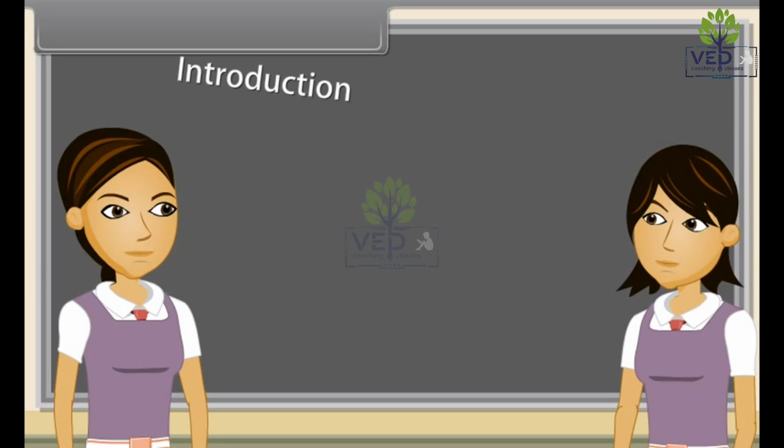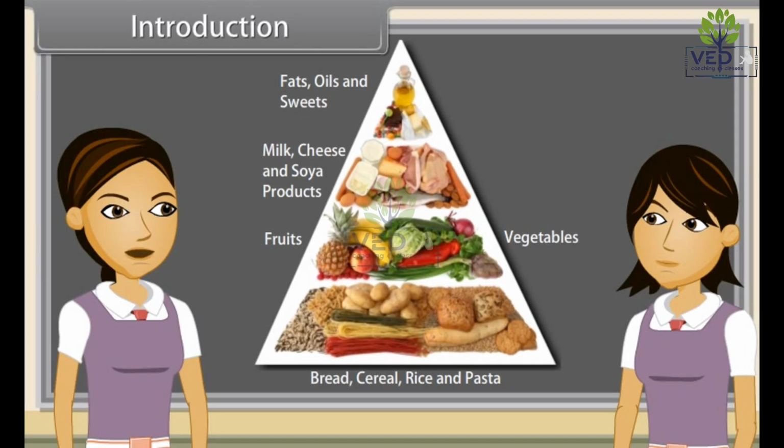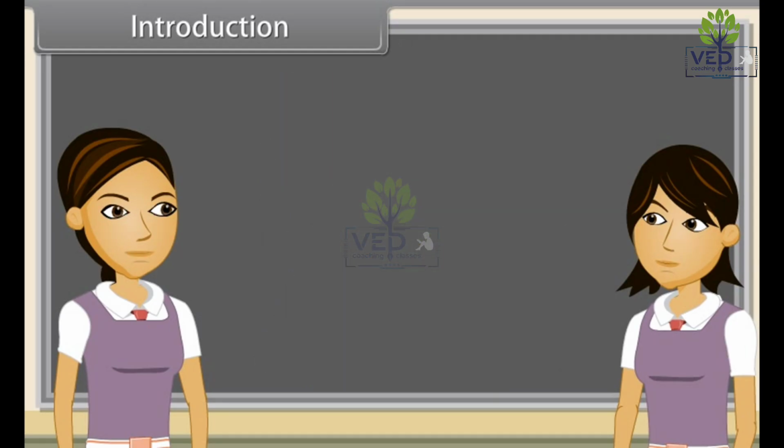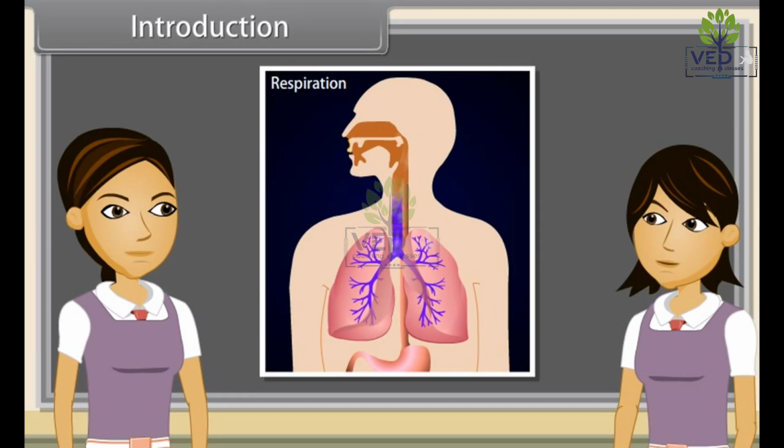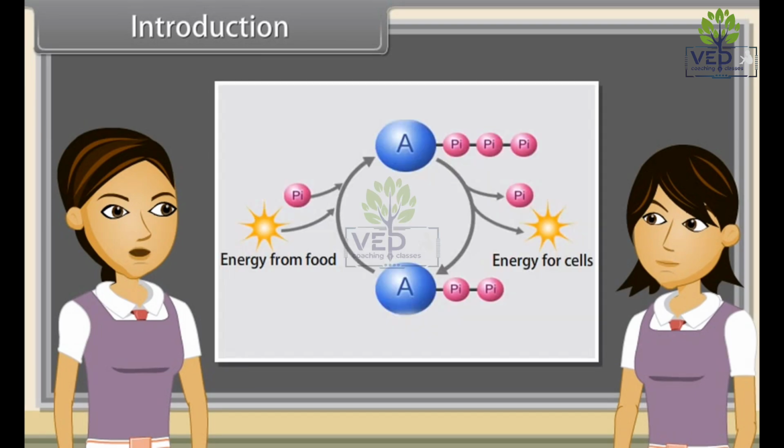Introduction. As we have discussed earlier, every living organism taking the food material by the process of nutrition provides energy for various life processes. Respiration is an oxidative process involving the oxidation of food substances such as carbohydrates, fats, and proteins within the tissues to form CO2, water, and consequent release of energy. The released energy is temporarily stored as ATP.